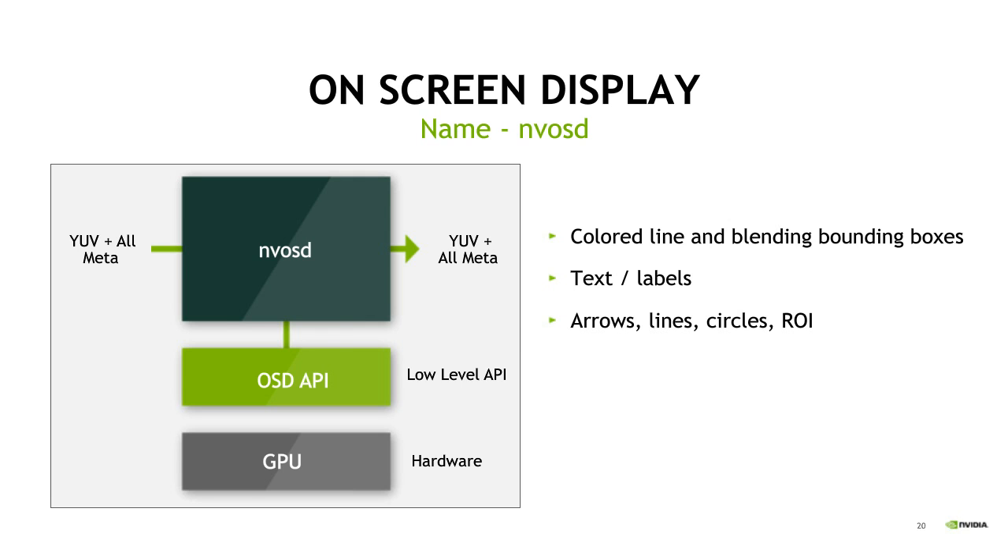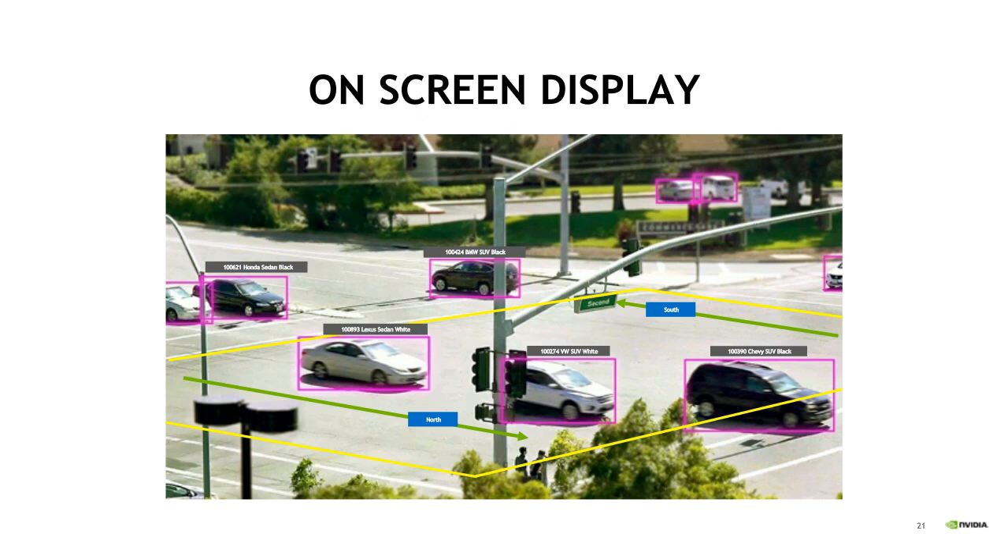Here is an example of the output from the OSD plugin. You can see the purple bounding boxes on vehicles that have been detected, region of interest area shown with the yellow box, and text labels to show the attributes of object type and unique IDs. This is just some of the basic functionality it can do, and we will look at another example later.